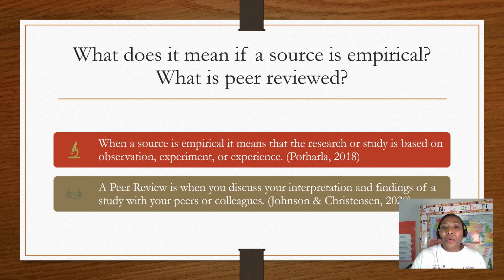Now, the next thing is peer review. What is peer reviewed? Peer reviewed is when you discuss your interpretation or findings of a study with your peers and colleagues. Scholarly articles are the most credible sources you can find because of the rigorous peer review process. They are written by people who have studied these subjects for many years, and they have been reviewed by other people with similar experiences. They are thoroughly researched, which means they can be found. In the article, you can find the bibliography to find other resources that might be useful for your paper.